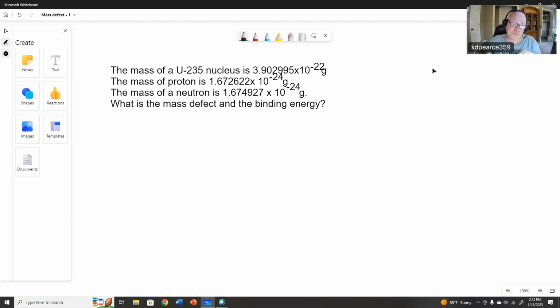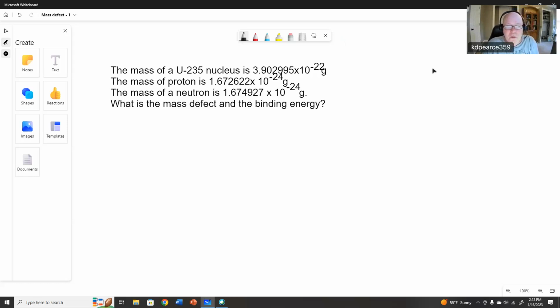So the general procedure is you add up the mass of all the protons you have, and you add up the mass of the neutrons, and then you subtract that from the experimentally measured mass of the nucleus. Now, if you are given the atom, you also have to subtract off the electrons. We won't do that today. We're going to be assuming here that we have just the nucleus. And so we have our first problem here.